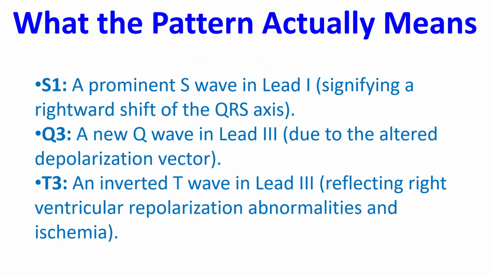S1, a prominent S wave in lead 1 signifying a rightward shift of the QRS axis. Q3, a new Q wave in lead 3 due to the altered depolarization vector. T3, an inverted T wave in lead 3 reflecting right ventricular repolarization abnormalities and ischemia.